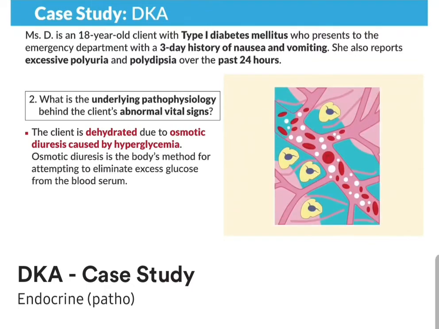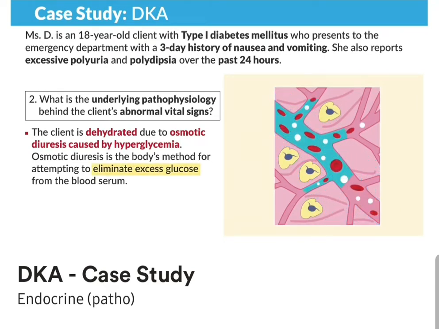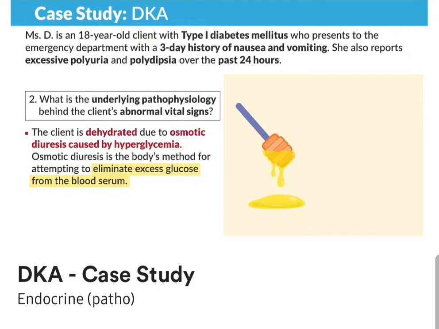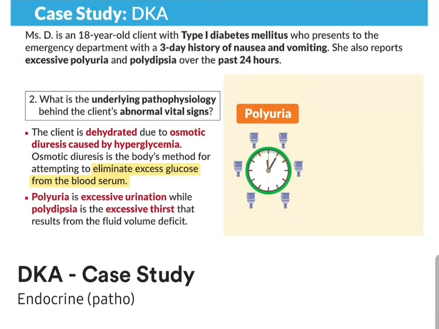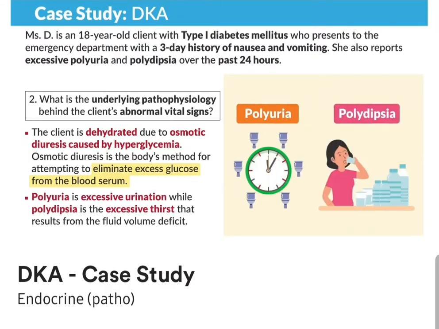So osmotic diuresis is the body's method for attempting to eliminate excess glucose from blood serum. So let me read that one more time. The body's attempting to eliminate that excess glucose from the blood serum. Just think of that blood as thick, syrupy mud. Just a lot of sticky, icky blood sugar. Now, polyuria is excessive urination, while polydipsia is the excessive thirst that results from fluid volume deficit. Okay, hopefully that made a lot more sense.